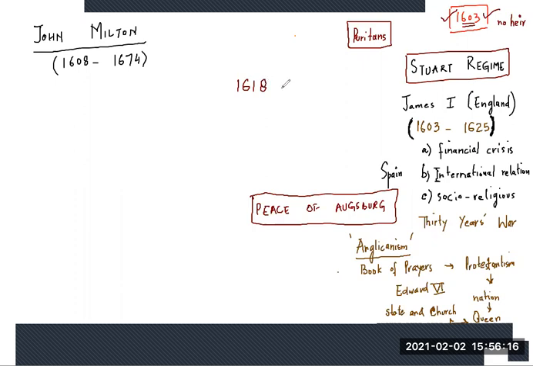1618, plus 30. Add 30 to 18. '48. This is the time period of the 30 Years' War.